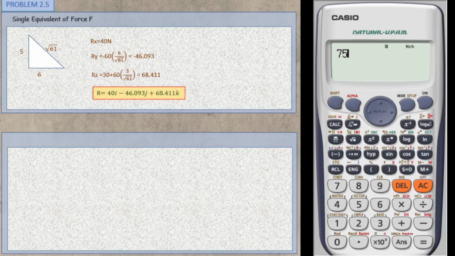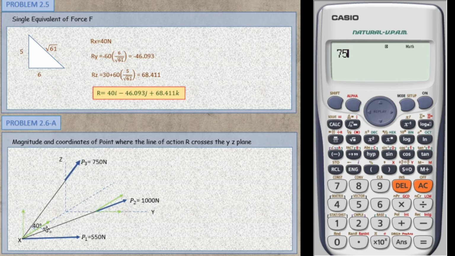So for problem 2.6, guys, we need to find the magnitude and coordinates of the point where the line of action crosses the YZ plane. So this will be our diagram for problem 2.6. So first, we are going to solve the magnitude. For magnitude, we just need this formula, the summation of the Rx, Ry, and Rz components.